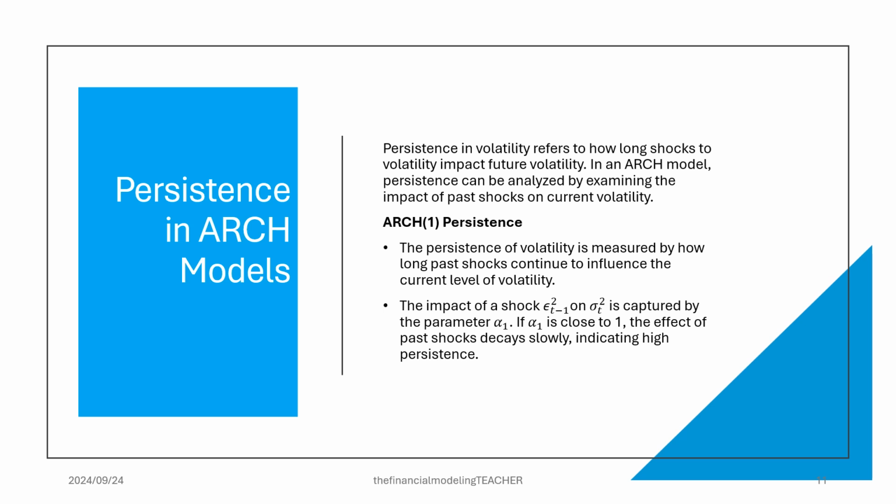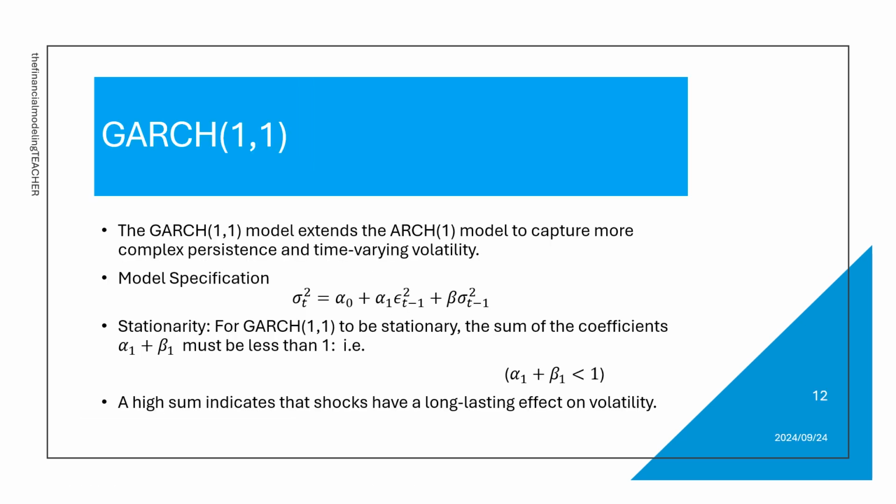Now, persistence. The persistence of volatility is measured by how long past shocks continue to influence the current level of volatility. The impact of a shock on the error term itself is captured by the parameter alpha 1. The closer the parameter alpha 1 is to 1, the higher the effect, or in other words, the higher the persistence.